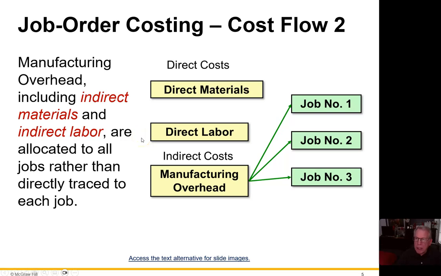Manufacturing overhead includes indirect materials and indirect labor, and they are allocated to all the jobs rather than directly traced to each job. The direct costs of direct materials, we also have direct labor, which is also charged as direct materials are to each job directly. But the indirect materials and indirect labor are part of manufacturing overhead, along with other overhead items, such as depreciation on machines and those kinds of things.